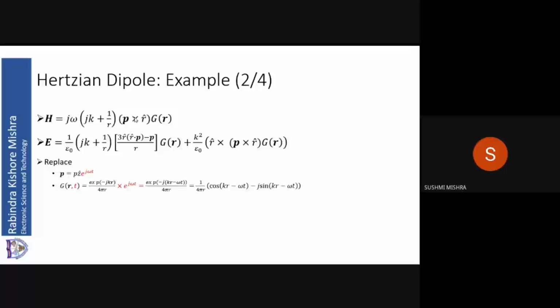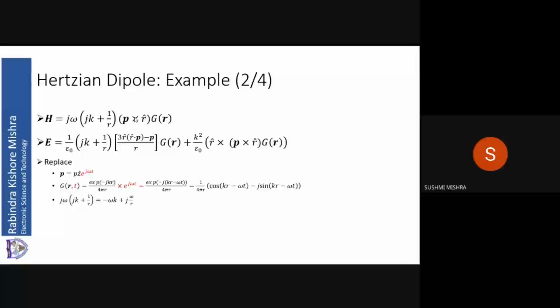You know, e to the power j theta is equal to cos theta plus j sin theta, and e to the power minus j theta is equal to cos theta minus j sin theta. This second identity of Euler is used here. So once we know this, write this j omega into jk plus 1 upon r. This can be replaced as minus omega k plus j omega upon r.